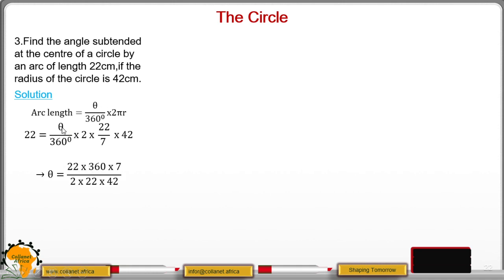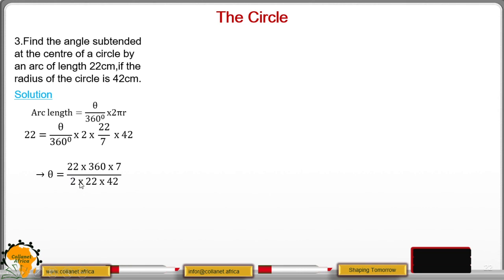If you look at this, we need to make theta the subject, or we write it in terms of the other values. So for us now to get theta, it means that we multiply 22 by the denominators, 360 times 7, so we have 22 times 360 times 7, and then we divide by the numerator. The numerators are 2 times 22 times 42. And by so doing, you can even cancel out. By 22 will go.